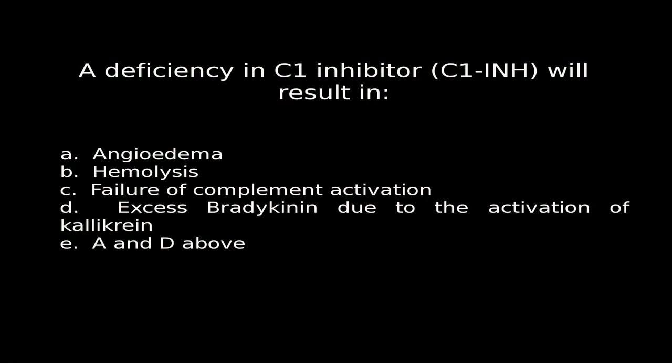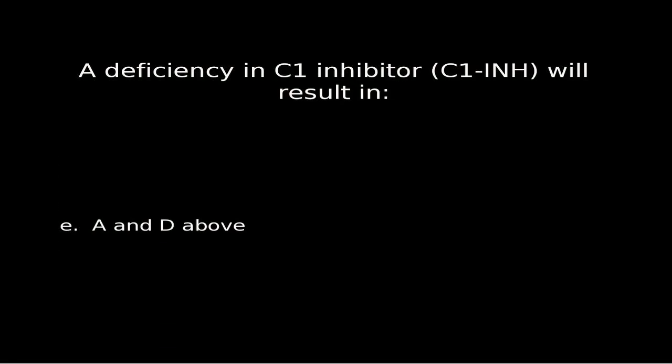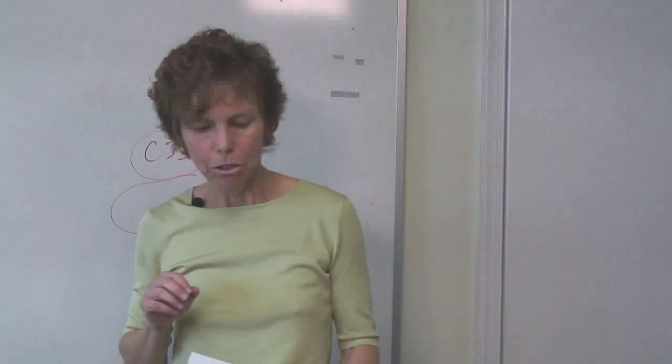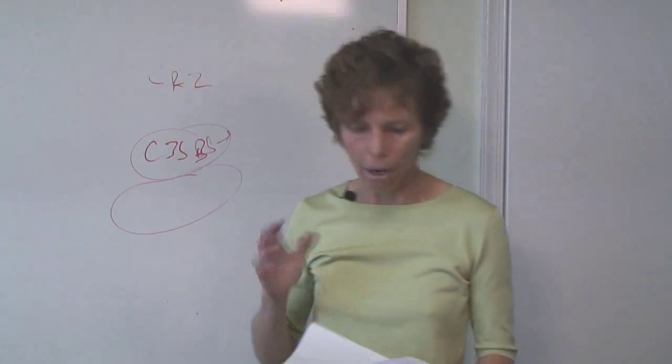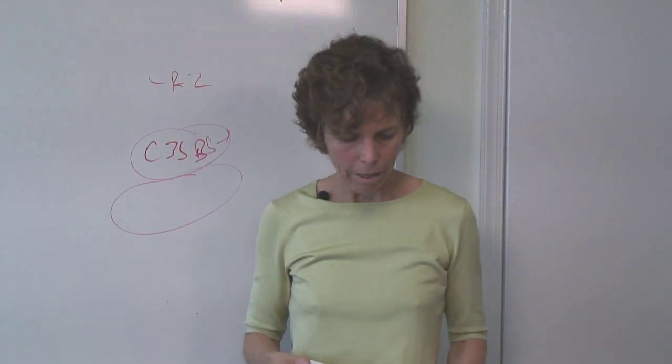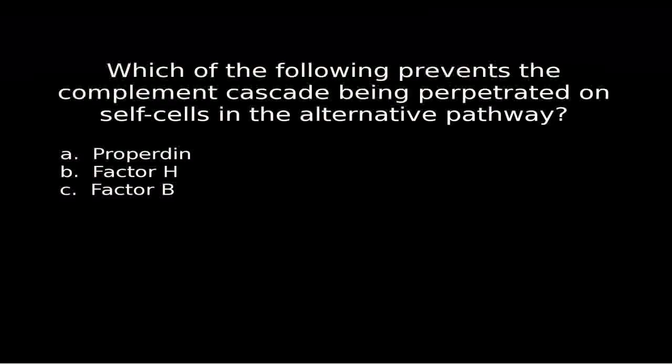Number 10 is, a deficiency in C1 inhibitor will result in what? The answer there, which we talked about, was A, angioedema. And D, we haven't discussed in much detail, but when we get to inflammation, we'll talk about it. Excess bradykinin due to activation of kallikrein probably sounds foreign to you right now, but it won't in about an hour or so.